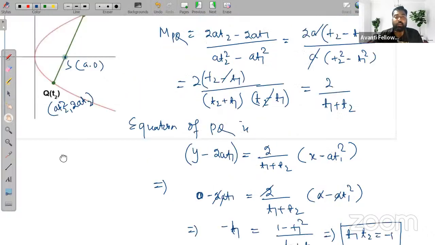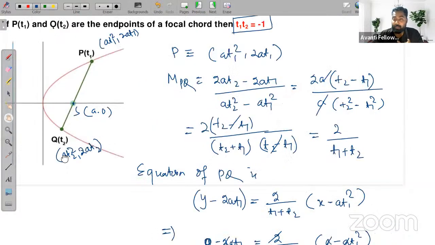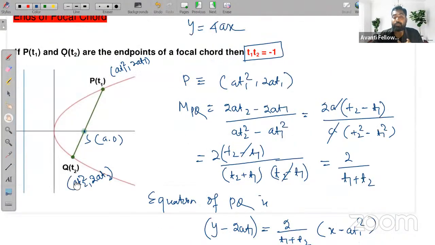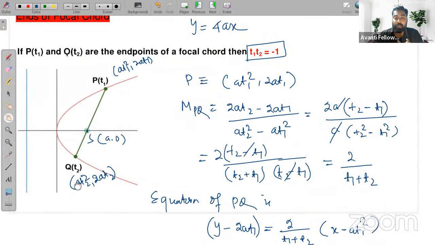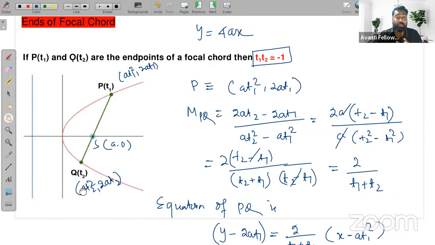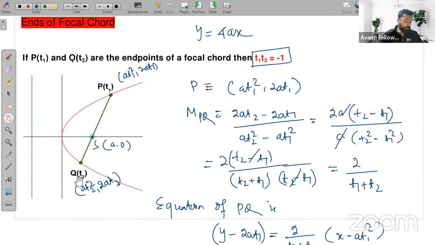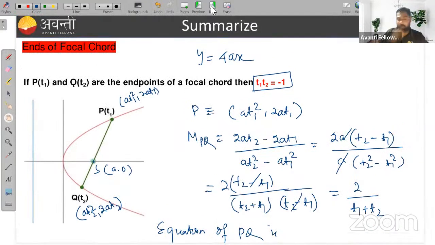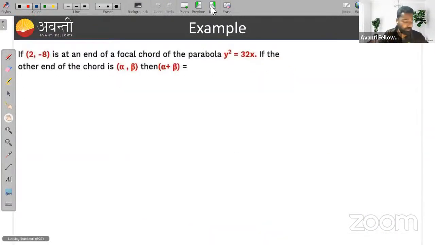So how can you find the endpoints? Here we studied and also discussed how to find the slope of the focal chord, and we got a result, that is t1 into t2 is equal to minus 1. So let's solve one question on it. This is a question on your screen. You can solve it easily.